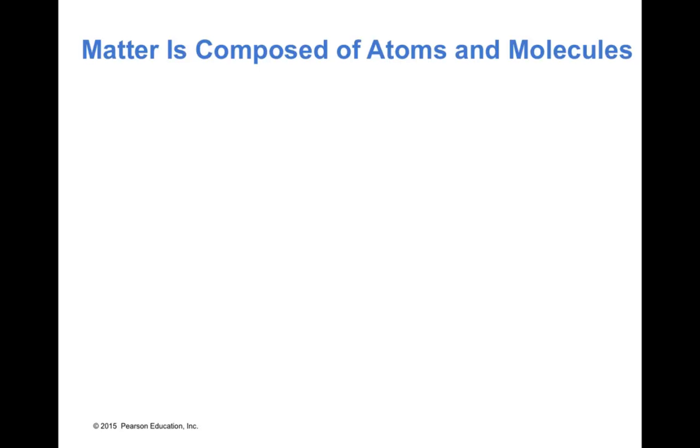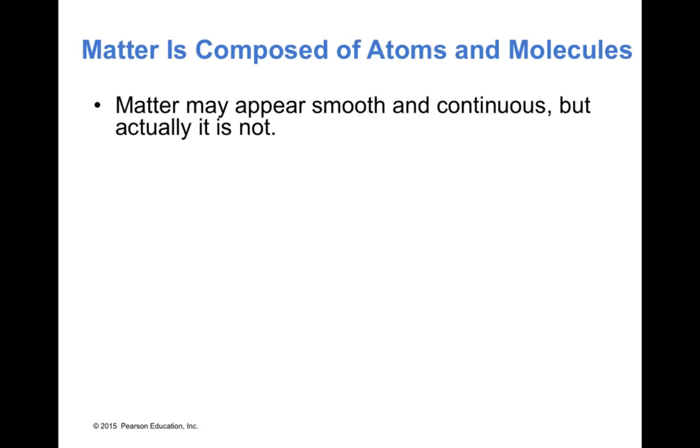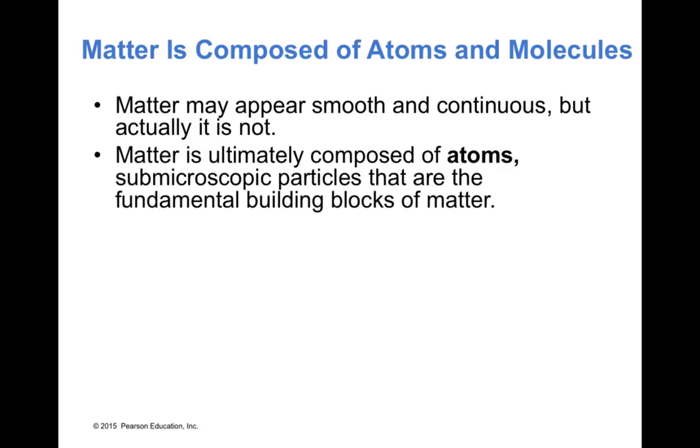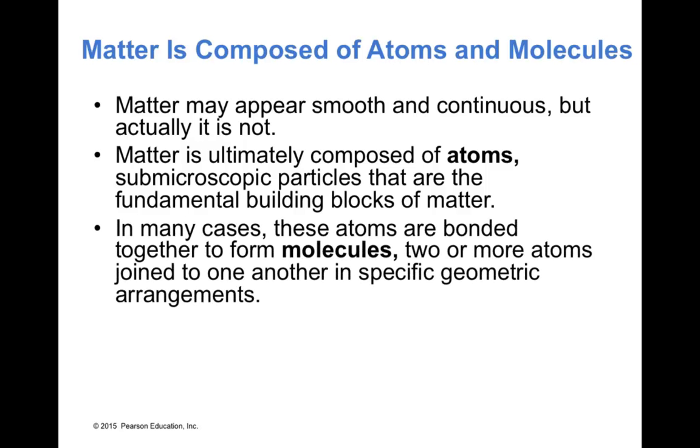But what is the composition of matter? Matter may appear smooth and continuous, but actually it is not. Matter is ultimately composed of atoms, submicroscopic particles that are the fundamental building blocks of matter, as we saw in the golf club before. In many cases, these atoms are bonded together to form molecules, two or more atoms joined to one another in specific geometric arrangements. So matter can be composed of individual atoms or of molecules.